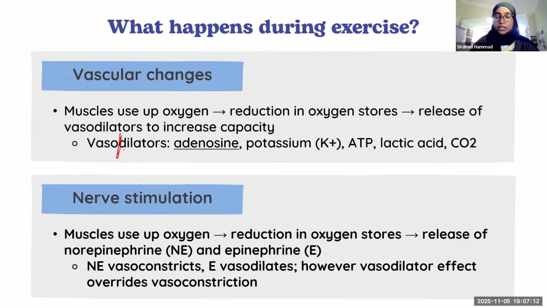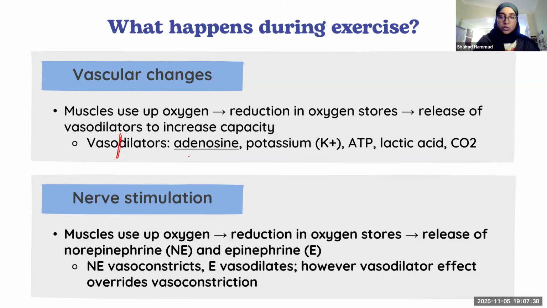What happens here is that during exercise, again, we said that the muscles need more oxygen, because with this oxygen the muscles will be able to work. So the muscles will use up this oxygen and they'll need more oxygen to come to them. So they send out a signal, and this signal is in the form of vasodilators. Vasodilators are chemicals or certain substances released by the muscles to induce vasodilation.